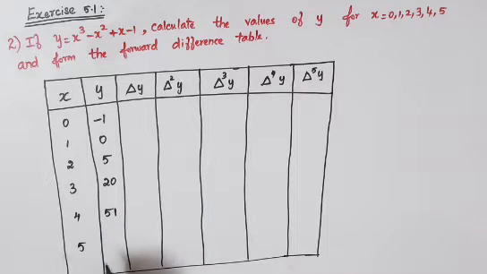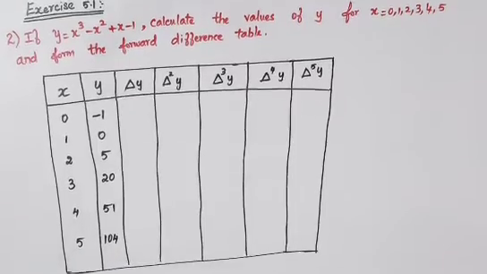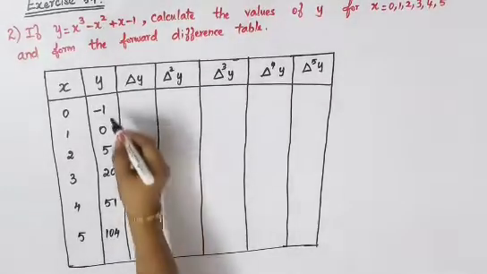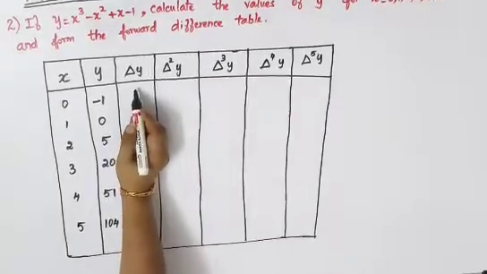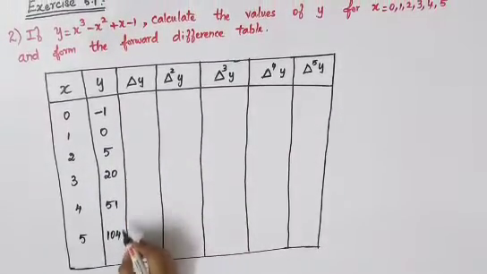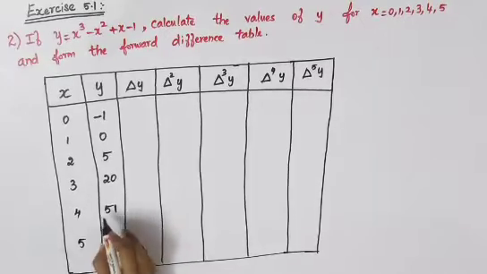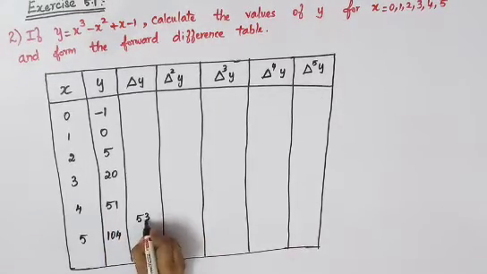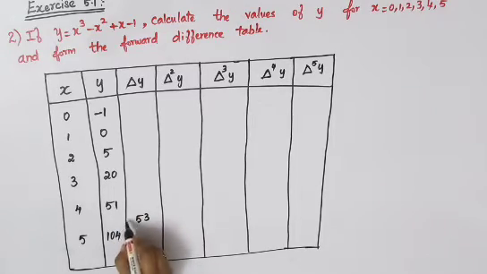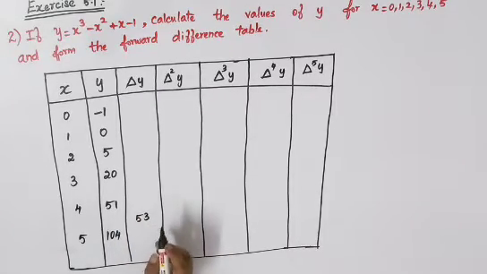When x is equal to 5, y is 104. So these are the values we have got, and I have just written y here. Okay, now we will have to find delta y. So just go from here, children, that is 104 minus 51, you will get 53. In the middle of these two numbers you will have to write it. Okay, so it is 53.